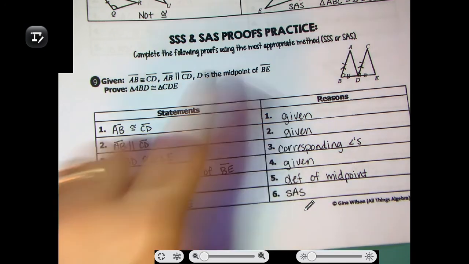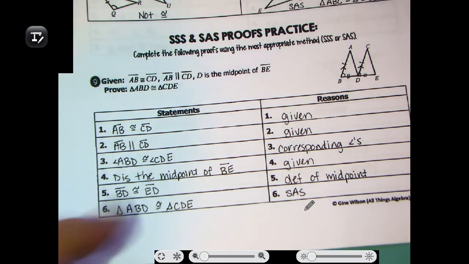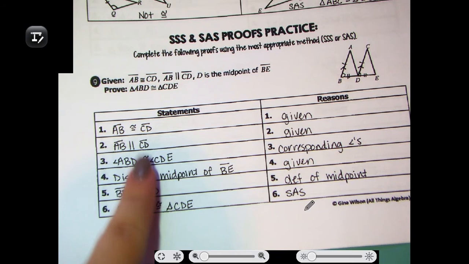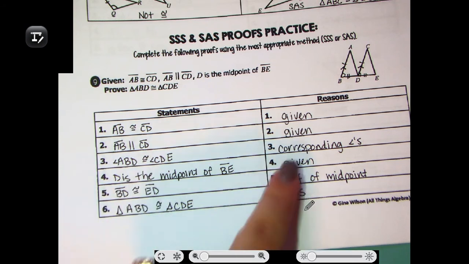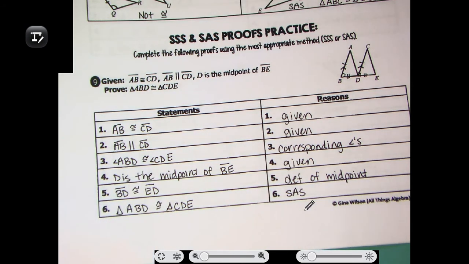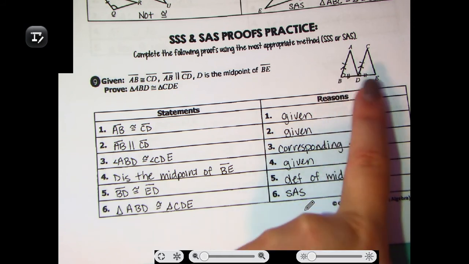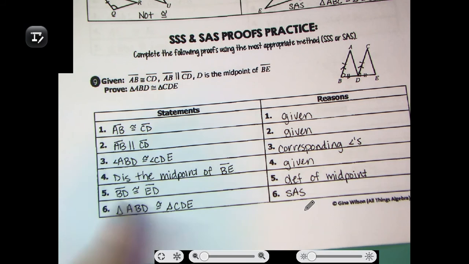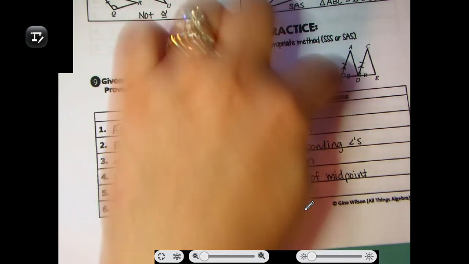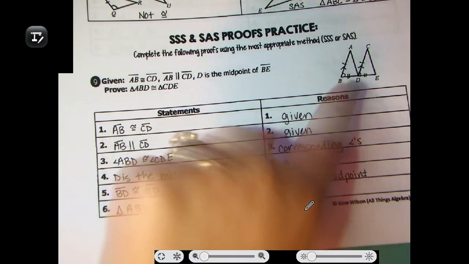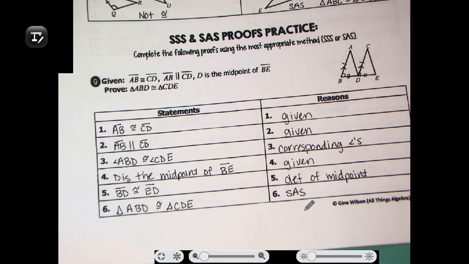Okay, so you have those two angles, you have the side, and then the other thing we're given, so maybe you put this before, is that D is the midpoint of BE, which then means, by the definition of midpoint, that BD is congruent to DE. So we can say that here, definition of midpoint. And then once we get all of that, we can prove by side angle side. So you have a side, you have an angle, you have a side, and you can prove that they are congruent. So that's a whole proof start to finish using side angle side.